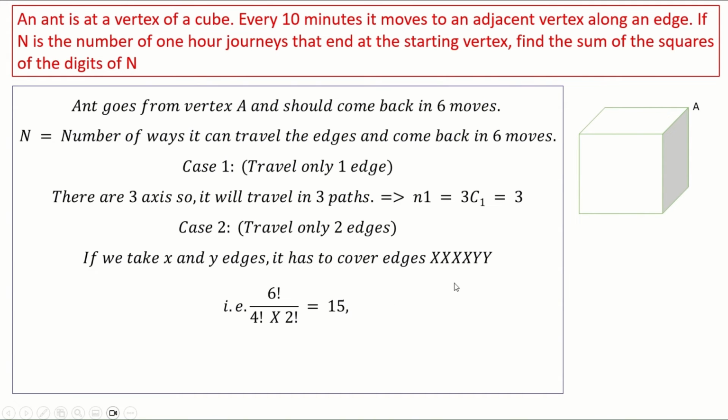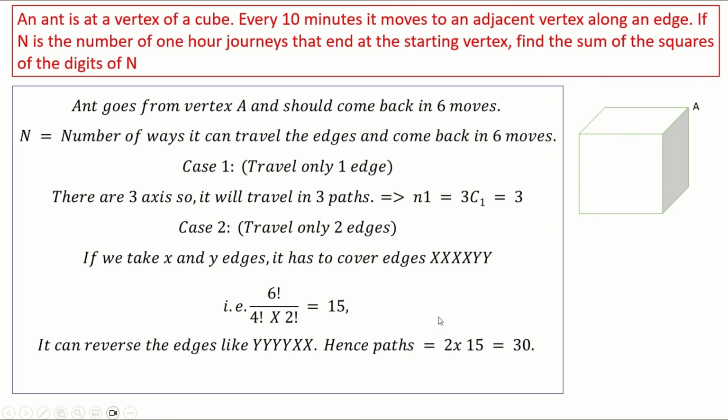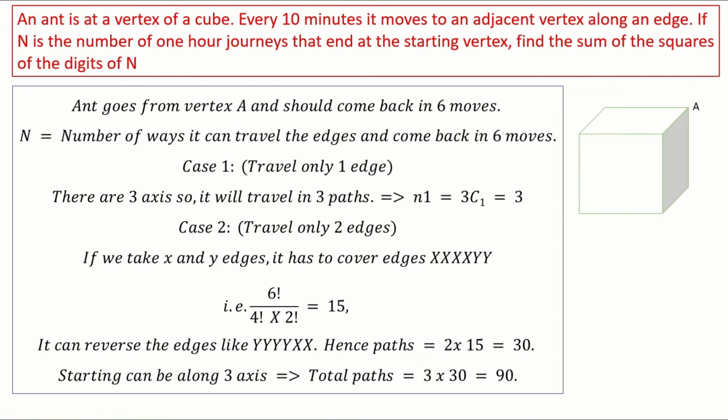Now if you consider yyyyxx, it can go this way also, right? Via 4 y-axis edges and 2 x-axis edges, right? So twice this number, that is 30. Now there are three axes, right? So it can choose either x-axis and y-axis, y-axis and z-axis, or z-axis and x-axis. So there are three such sets of 30 combinations possible. So the total number of paths it can take is 90 for case 2.